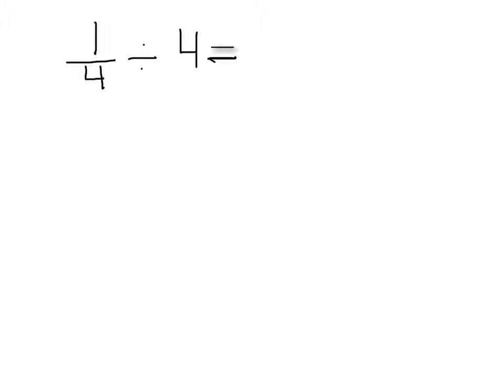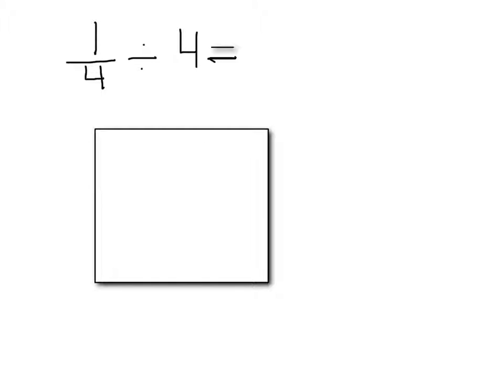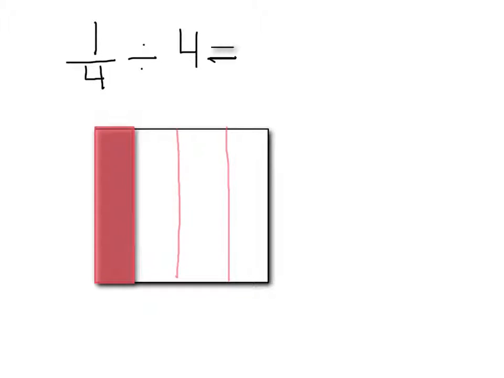We're first going to start by drawing a rectangle, and that rectangle will be divided into fourths. I'm going to draw this, and I'm going to break it into fourths. I have one of those fourths. So the red rectangle represents 1/4. Now I'm going to break up those fourths by 4.